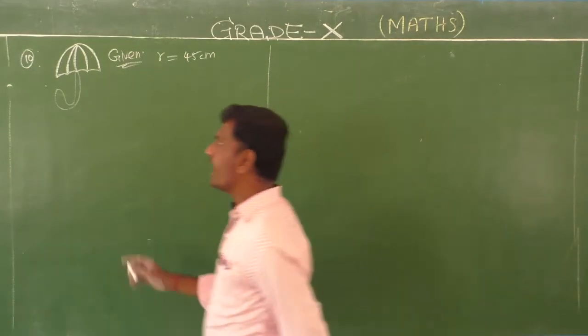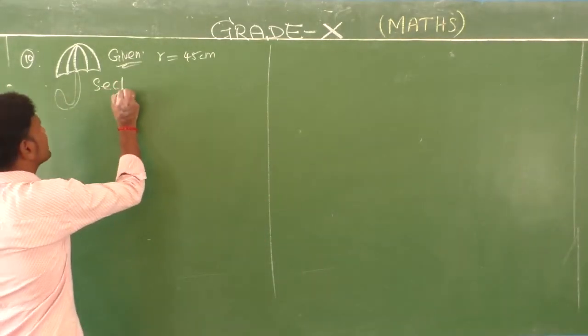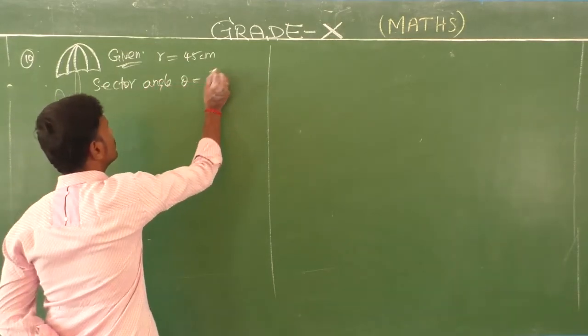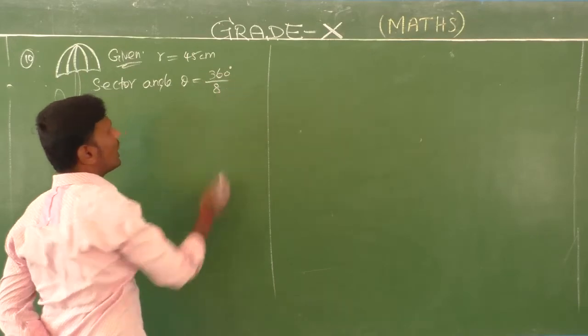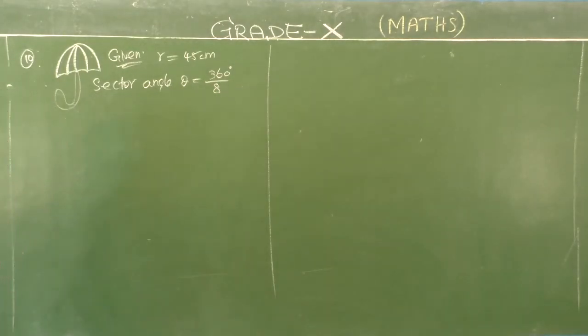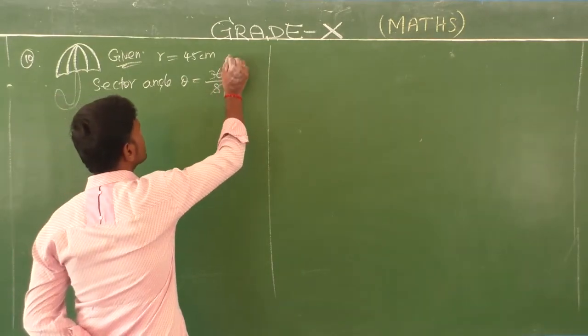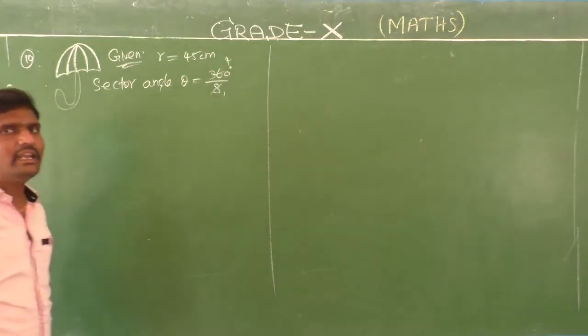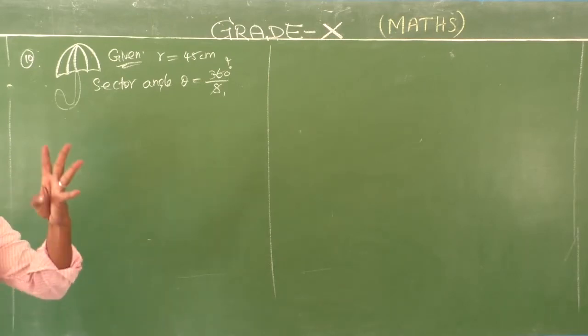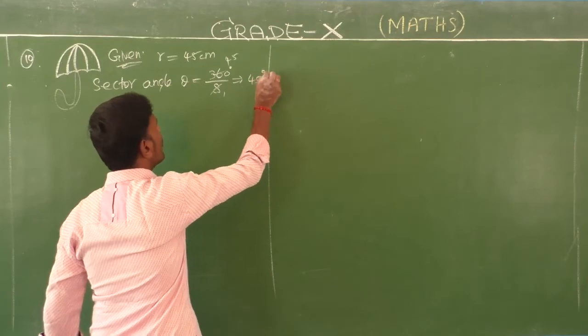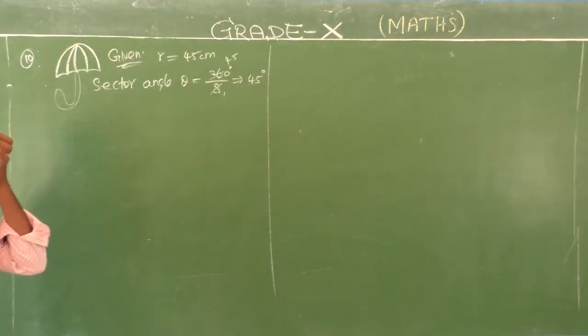So now I'm going to find the sector angle. Sector angle theta equal to 360 divided by 8. Why? Because you have 8 ribs. Now simplify. 1 8 are 8, 4 8 are 32, remainder 4, so 5 8 are 40. So theta is 45 degrees.